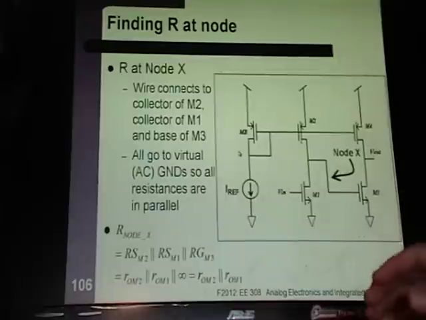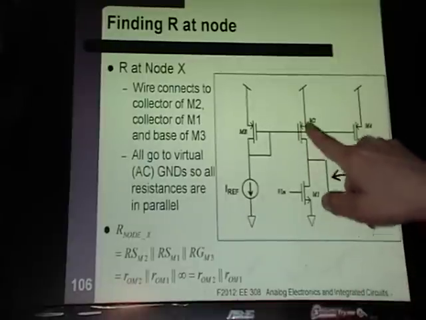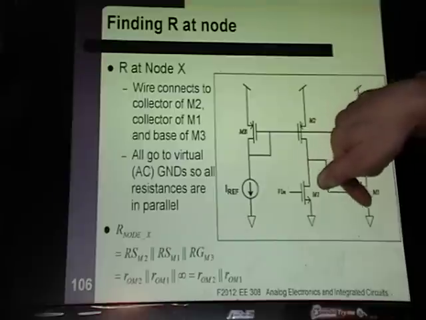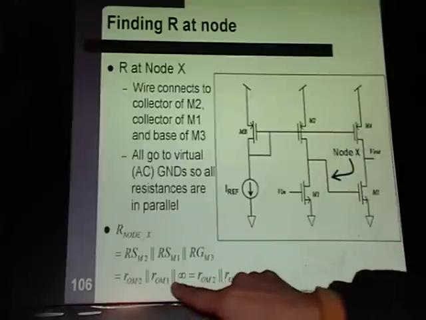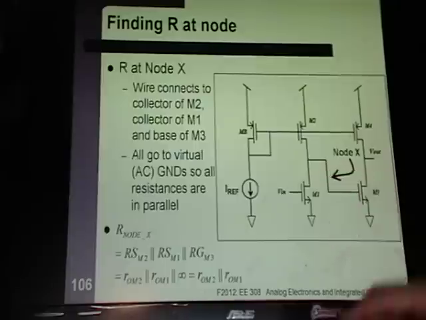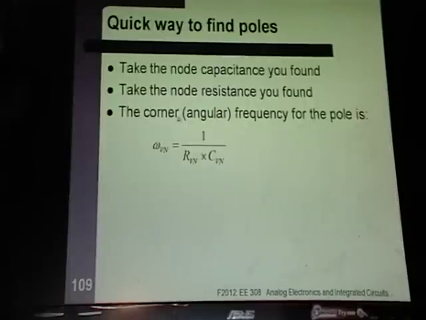For MOSFETs, let's do the same thing. Go up, you see RO. Go down, you see RO. Over here, you see infinity. I put those all in parallel, and you get the small signal R at that node. To find your corner, you take that R and that C and put 1 over that, and that's your angular frequency for the pole. If you want frequency in hertz, just do 1 over 2 pi.